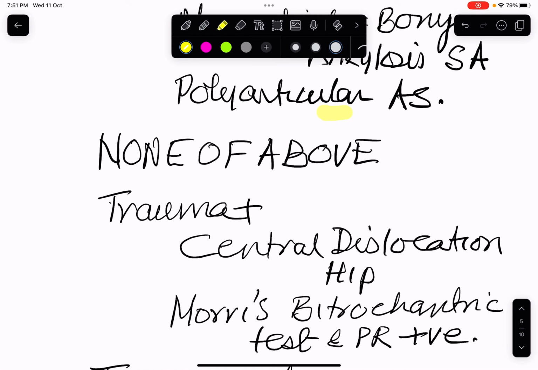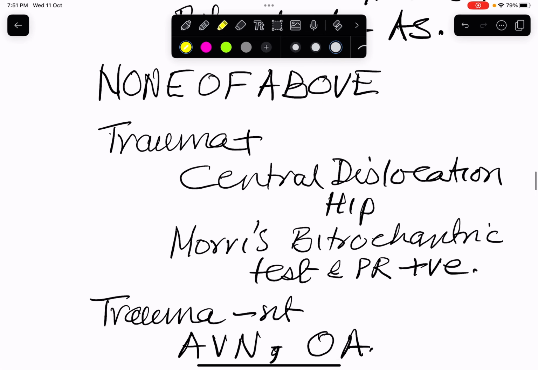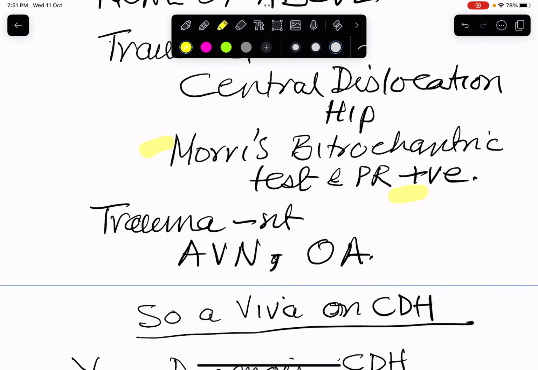If it is polyarticular, it is ankylosing spondylitis. Then if there is none of the above, trauma present, central dislocation of hip, confirmed by Morris's bitrochanteric test and a per rectal positive examination. If trauma is absent, the two jokers of the hip are avascular necrosis and osteoarthritis.